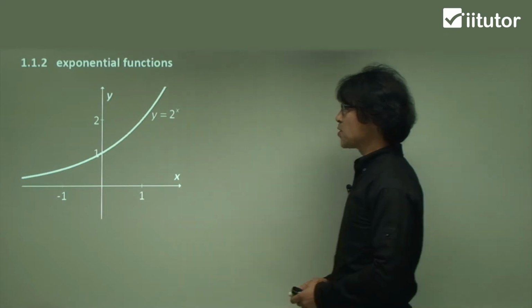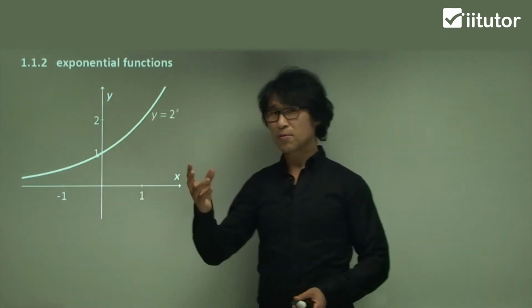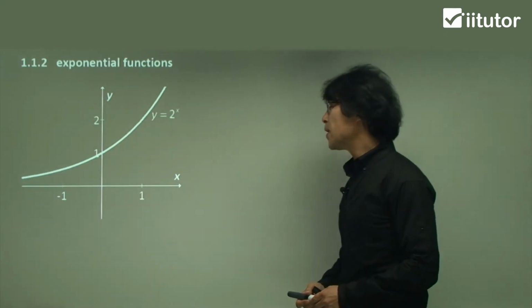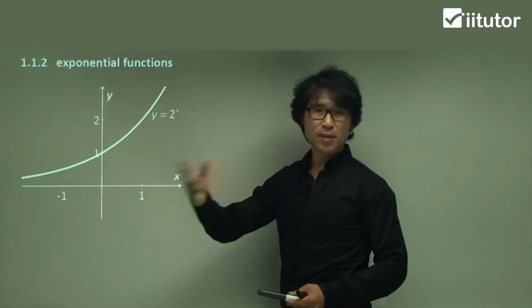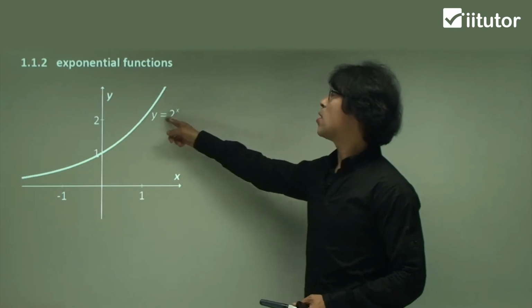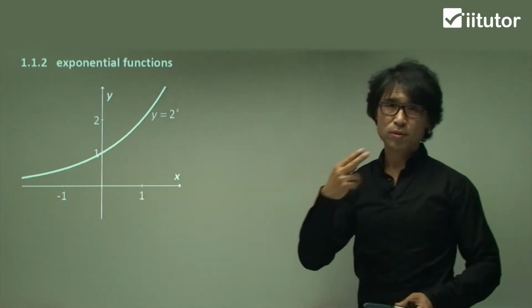Exponential function. Well, y equals 2 to the power of x, that's exponential. So that's the base. This base is 2, sometimes it's e, sometimes 3, it can be anything. But we'll mainly work with 2 because it's nice and easy.